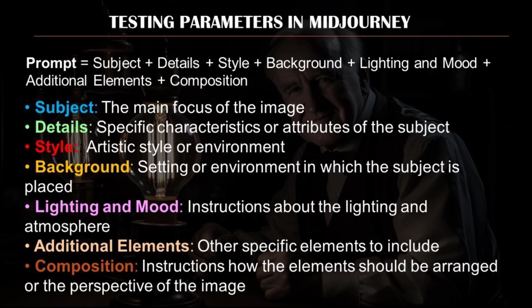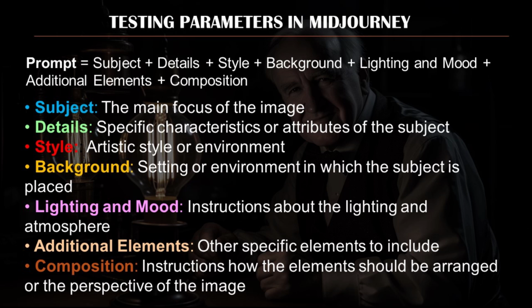Background. This describes the setting or environment in which the subject is placed. For instance, in a lush forest, against a starry night sky, or on a deserted island. Lighting and mood. This provides instructions about the lighting and overall atmosphere of the image. For example, dramatic lighting, soft and warm, or eerie and dark.